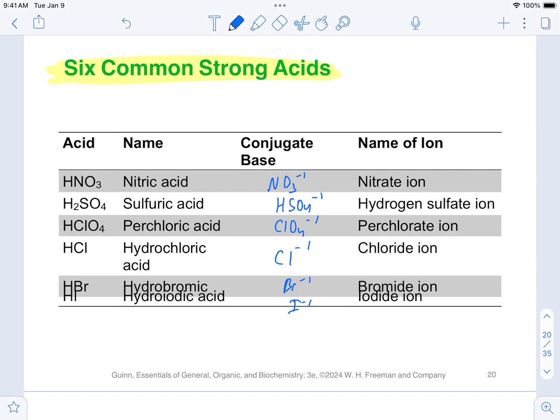If an acid has more than one H, like sulfuric acid for example, that would have 2 different dissociation steps that go with it. This is called a diprotic acid, di because there are 2 H's. If you have an acid like phosphoric acid, for example, that has 3, that is called a triprotic acid.